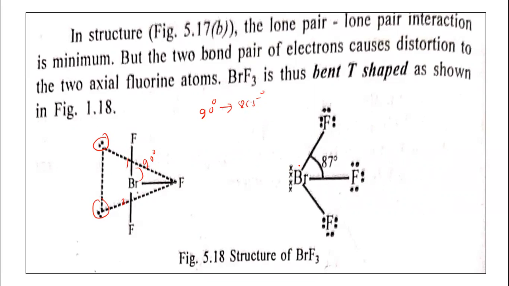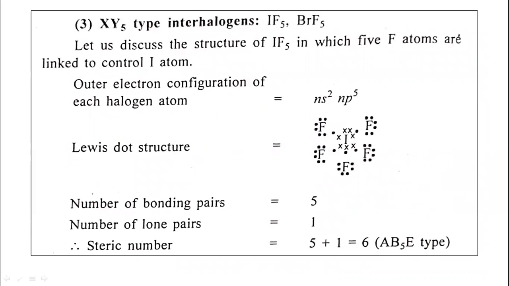So in this way, distortion occurs due to the presence of the lone pair of electrons. In the geometry or structure, we have to represent the correct position of the lone pair of electrons. On the basis of VSEPR theory, the lone pair occupies such a position in a molecule in which there is minimum repulsion between the lone pair and bond pair electrons. At this position, only two Br-F bonds come under its influence, so distortion takes place there. Hence, the BrF3 molecule has a bent T-shaped structure. So that is the XY3 type.